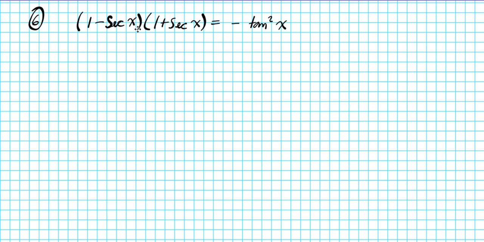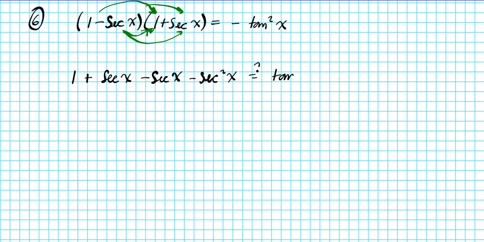Why don't we just go ahead and distribute this out? Okay? So we're going to multiply first, outer, inner, and then last. Okay? Alright, so let's go ahead and carry out our multiplication. 1 times 1 is 1, plus 1 times secant x, minus secant x, minus times plus, sorry, is minus secant square x. Is this equal to negative tan square x? Is it?